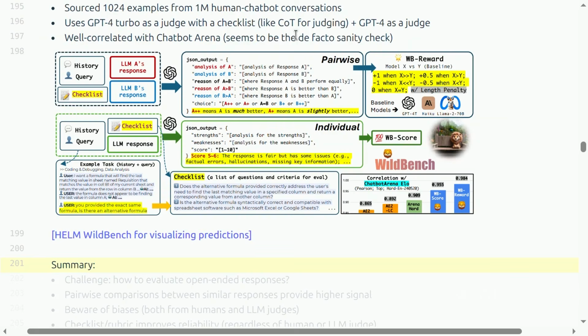So to conclude this section, how do you evaluate open-ended responses? There's no clear solution here, but there are some ideas. Pairwise comparisons between a reference and a model response are generally a good idea, because especially for very similar responses, you can give directional information. Well, this one's slightly better than this, but in terms of absolute ranking, like is this a 7 out of 10 or an 8 out of 10, that tends to be a lot less high signal.